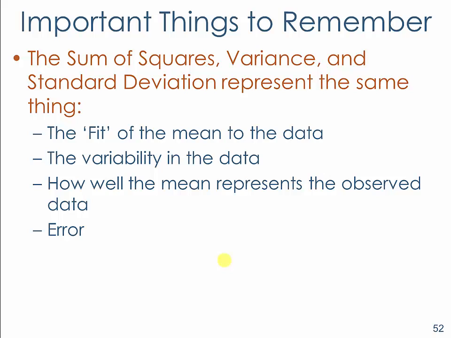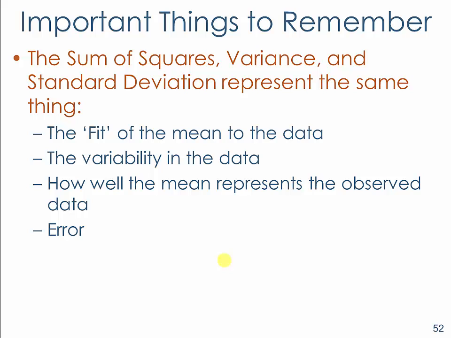Remember the following things that are on the screen here. The variance, the standard deviation, the sum of squares, they all represent the same thing. They just represent it a little bit differently. And they represent the fit of the mean to the data. So we're looking at the mean value. How well does that mean fit to the data that we have? Like I said before, if we had a standard deviation of 0, that would mean our mean fits the data exactly. All of the data points are right on the mean, or the mean sits on top of all of the data points, whichever way you want to look at that.